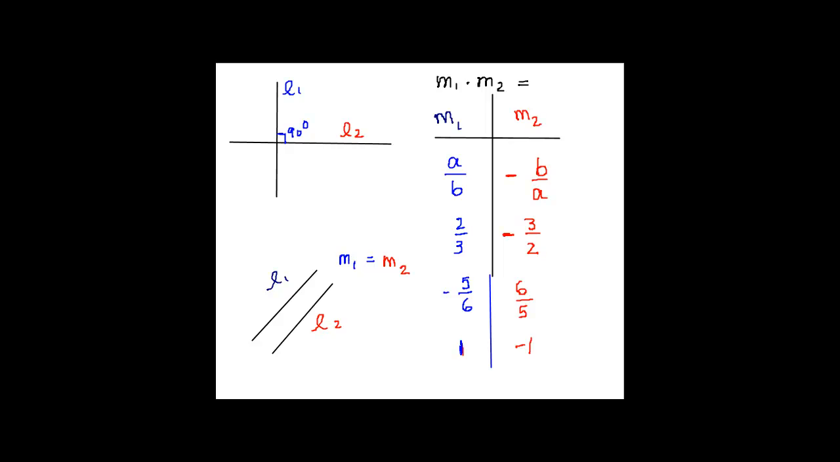Okay, M squared is not correct. If M1 is A over B, then the next slope would be minus B over A. So the product of these two, what's A over B times minus B over A? Or what is 1 times minus 1? Negative 1, very good. So the product would be equal to negative 1.